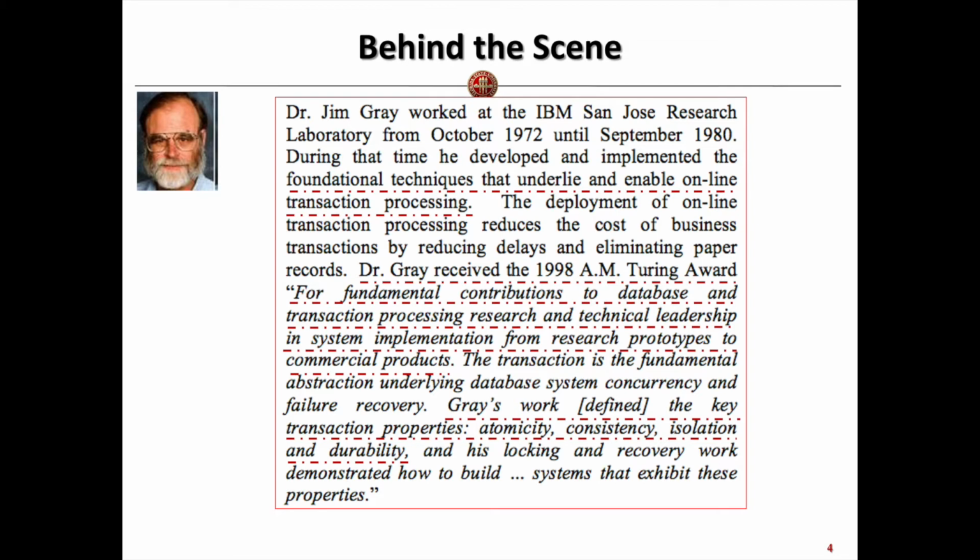So I hope you can remember Jim Gray for his contribution to database systems in this area. And you also need to know why we have to design database systems in such a way, by following his scenario as well as technical contributions.